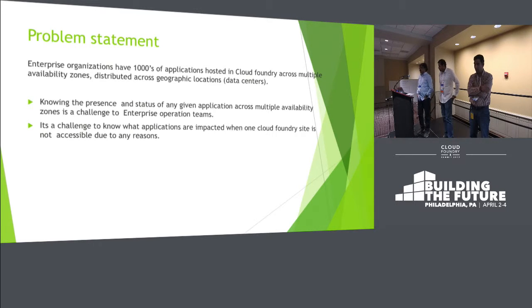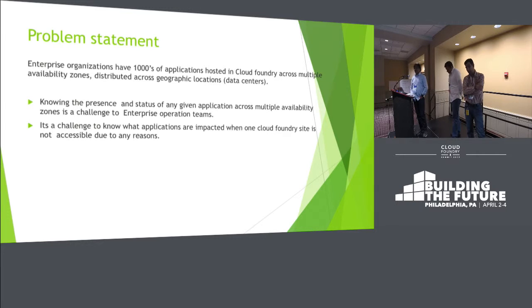which are live. So our idea is a small GUI where I can type an application name and it can show me the health status or availability status in other DCs. That's the whole idea behind what we have done so far. And the challenge is that we don't know which applications are impacted if one CF, one Cloud Foundry site, goes down.